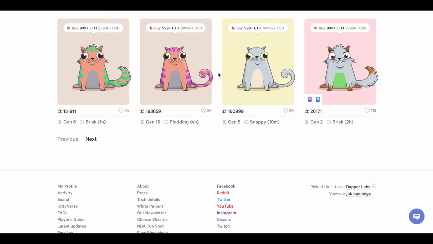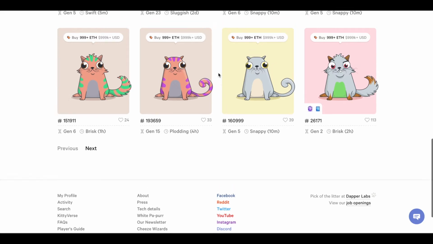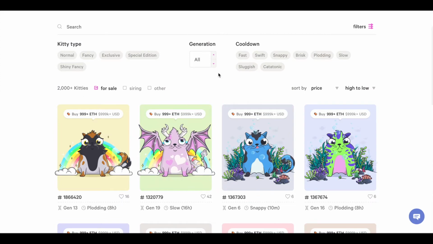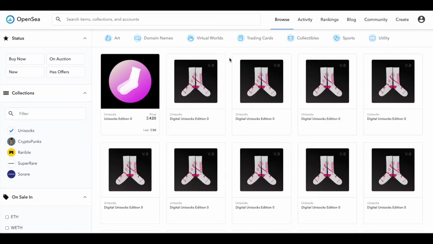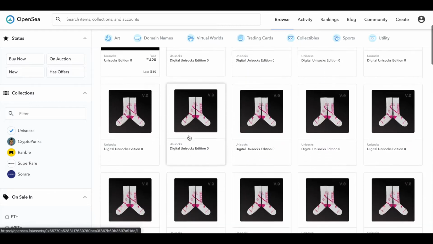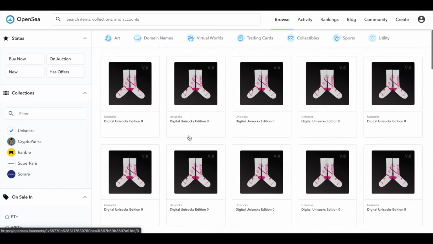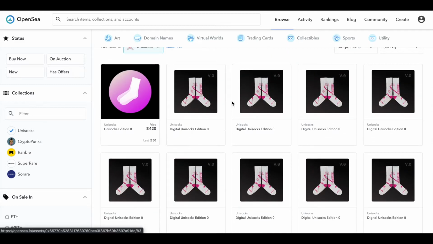I think the one that sold for the most went for about $400,000. Another project I find very interesting is the UniSocks project. Uniswap Exchange launched this as 500 pairs of physical socks, and they released one NFT for every sock. So they're all duplicates, they're all exactly the same, as you can see. And basically you buy the NFT and then you redeem the sock, and they would physically send you a sock, and then the NFT would become useless.